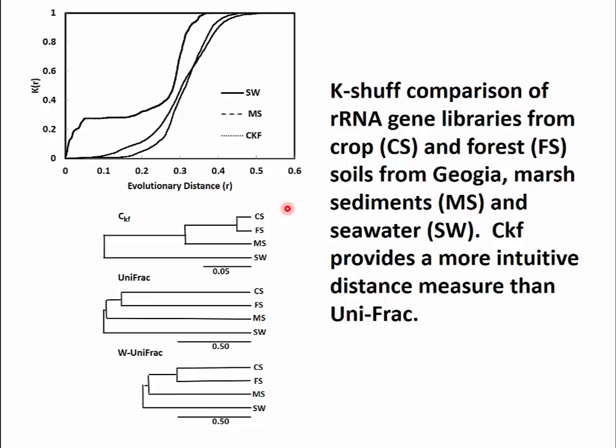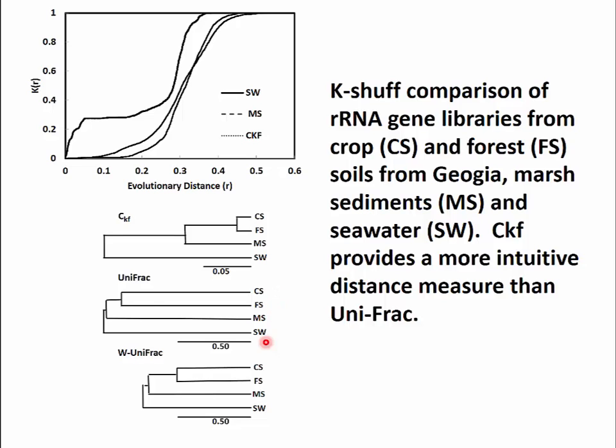cross-K function. You have two soil libraries, CS, crop soil and forest soil, against the marsh sediment. The soils are closer together, as they should be. The marsh sediments are more different, and then this is seawater, which is very different from all three of them. Now, if you look at the UniFrac comparison, the topology, the branching order is the same, but the distances make it look like the soils are almost as different from each other as they are from the marsh sediment and seawater, which we know is not true.